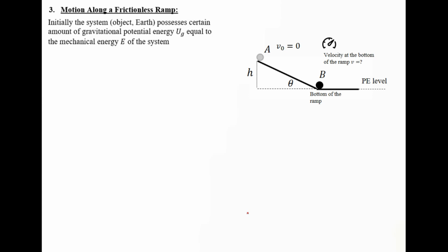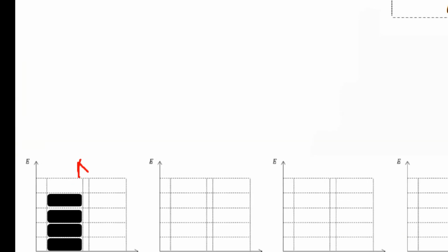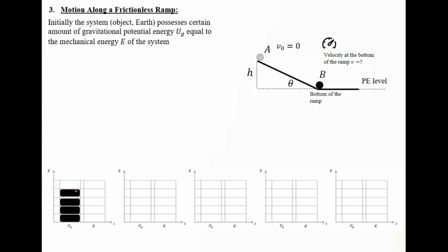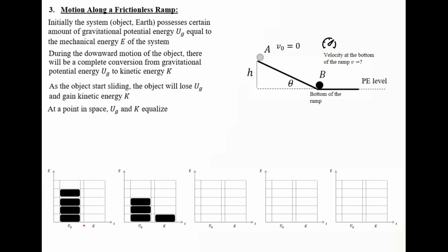Initially, the system object-Earth possesses a certain amount of gravitational potential energy Ug equal to the mechanical energy of the system. Here again we're referring to the energy bar diagrams. That would be A and that would be B. Initially, all of our energy is contained as gravitational potential energy, dictated by 4 bars. During the downward motion of the object, there will be a complete conversion from gravitational potential energy to kinetic. As the object starts sliding, it will lose Ug and gain kinetic energy. At a point in space, Ug and K will equalize.